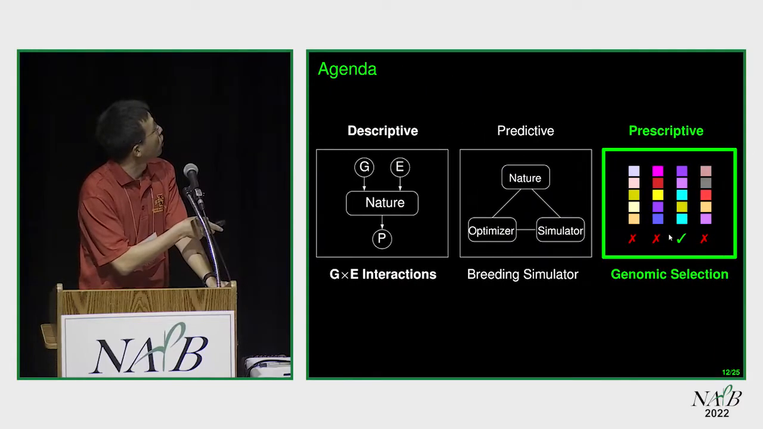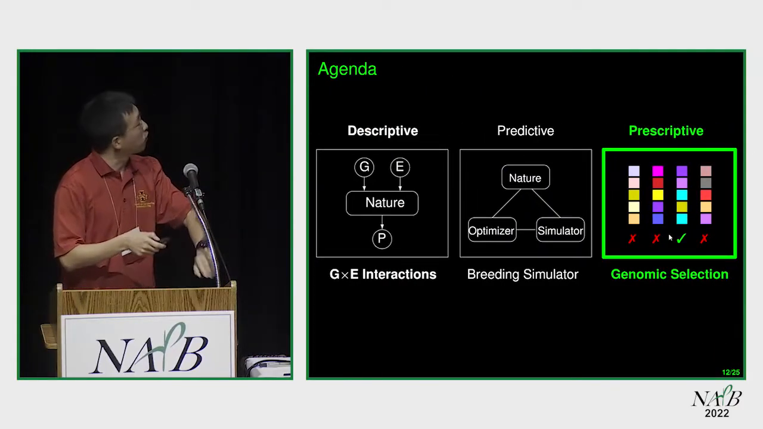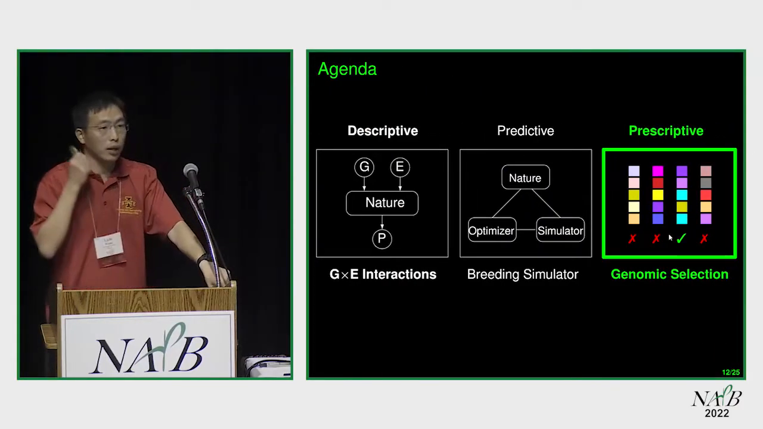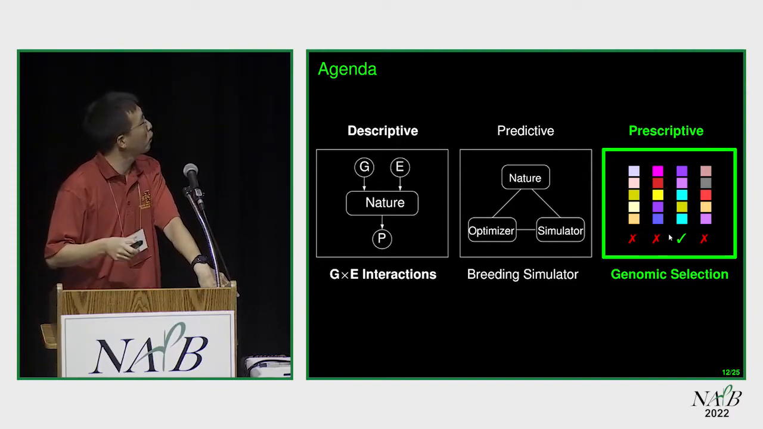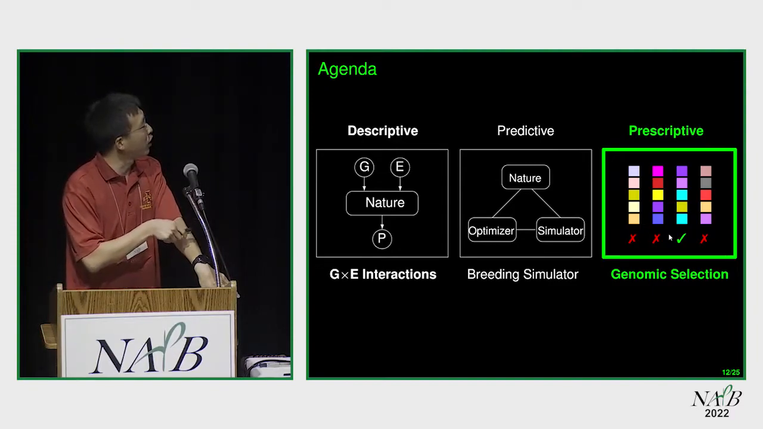process-based mechanistic model for the G/E modeling. Okay, just for the sake of time, I will move on to the third category of model, the prescriptive model. I will use genomic selection as an example.